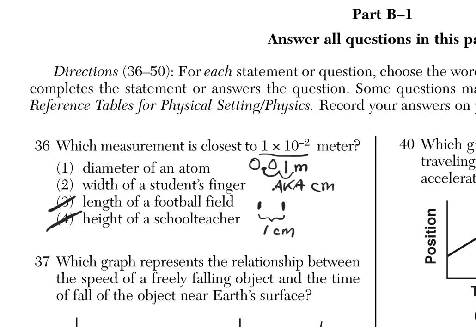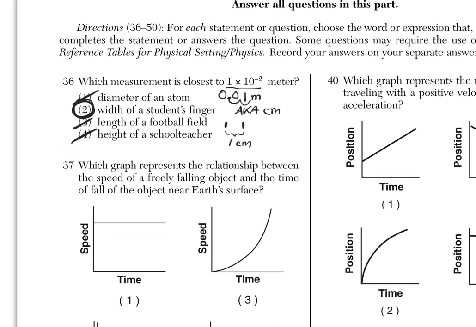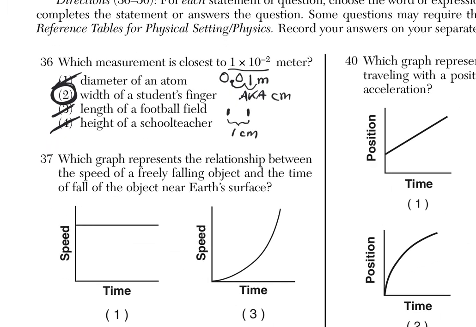And then diameter of an atom, we can't even see an atom. Forget about that. You can actually see this centimeter. And so your finger is roughly the width of a centimeter. Is it exactly a centimeter? No, it's probably a little bit bigger. But width of a finger, closest thing. So, like I said, estimation is a skill that you bring to physics, not necessarily science knowledge.